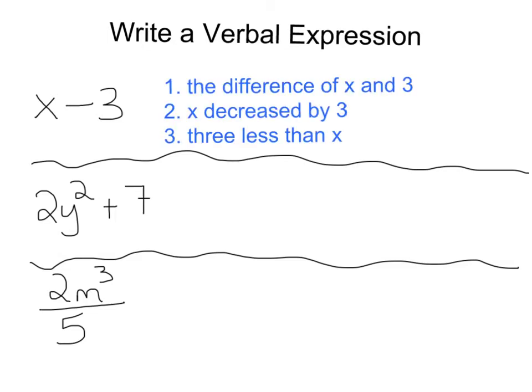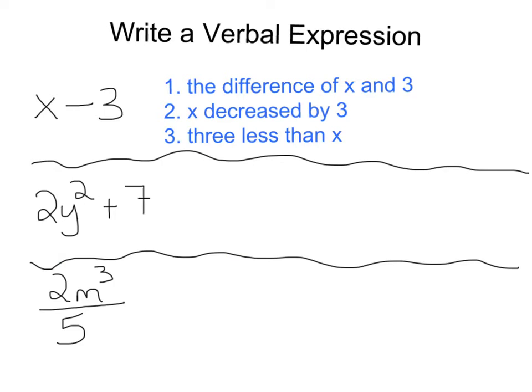For the first example, I have written 3 different verbal expressions. You can choose whichever you like the best. We could write it's the difference of x and 3, because difference means subtraction. Or you could say that x is decreased by 3, or you could say 3 less than x, because we're taking 3 away from x. All of those are correct verbal expressions.